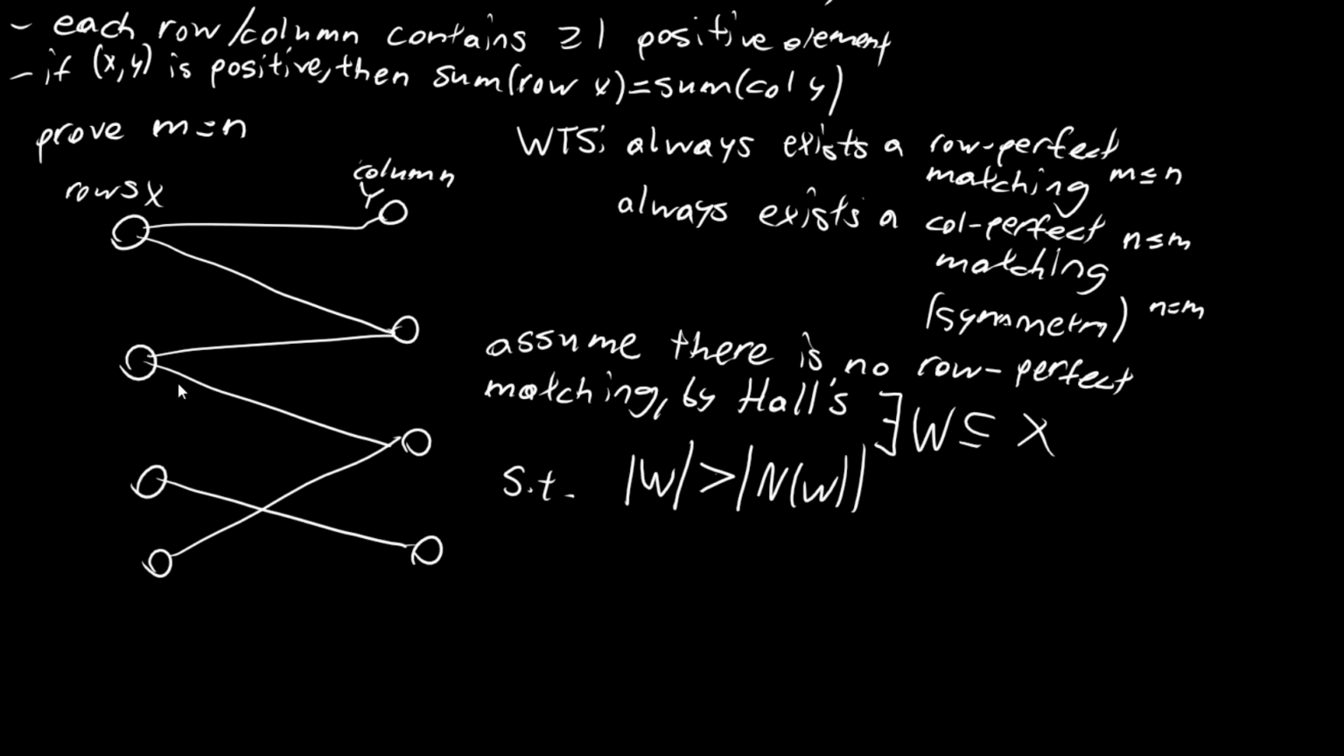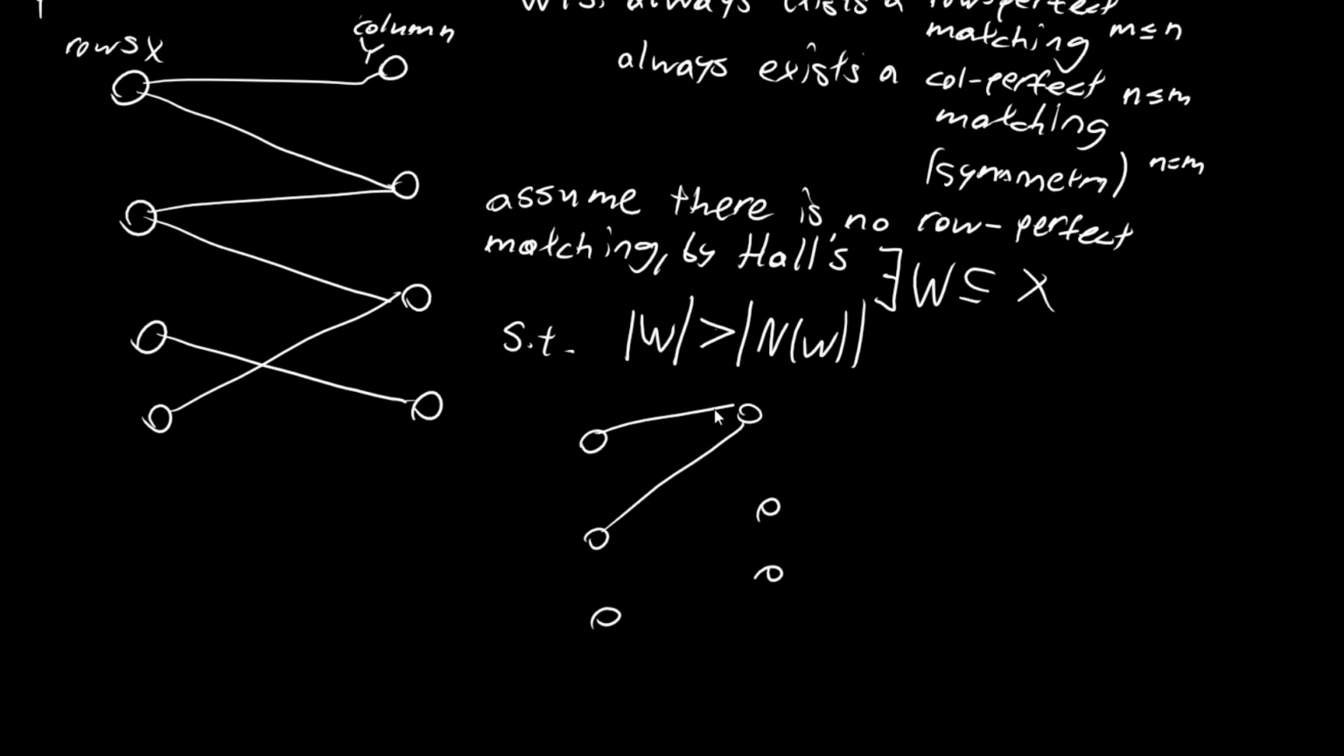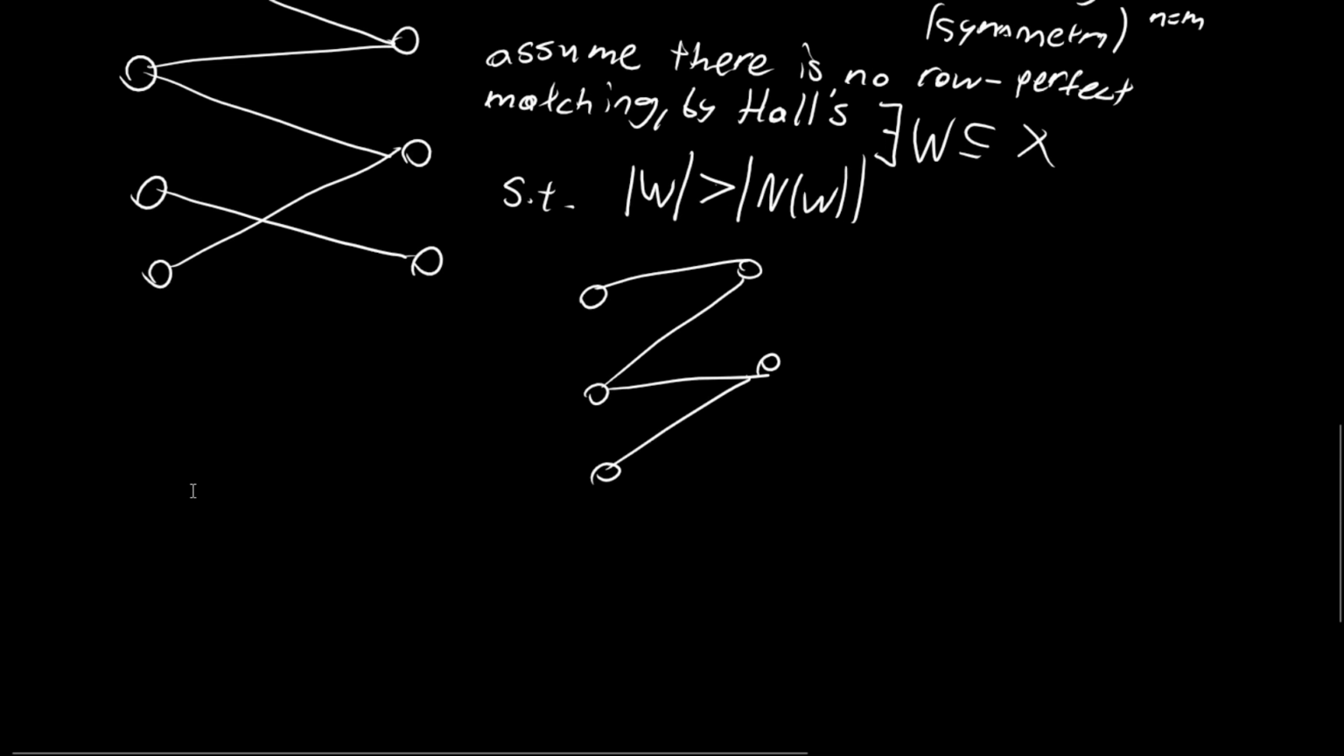So let us find such a subset. So first, let's show that there exists a connected subset. Not just any subset, but a connected subset. So let's say we have some subset, right? We have some rows and we have some columns, and the rows connect to fewer columns than there are rows, like this. Well, if this subset is disconnected, for example, we have something like this.